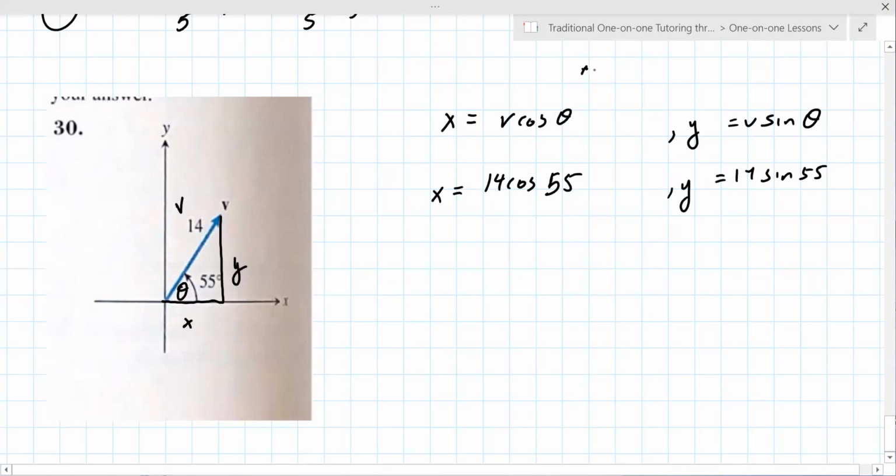So make sure your mode is in degrees when you're doing this. Always check mode, especially if you're taking more than one class with numbers in it. So that's it. That's all they're asking for in 20 and 30. You don't have to make any other adjustments. Just get those numbers.